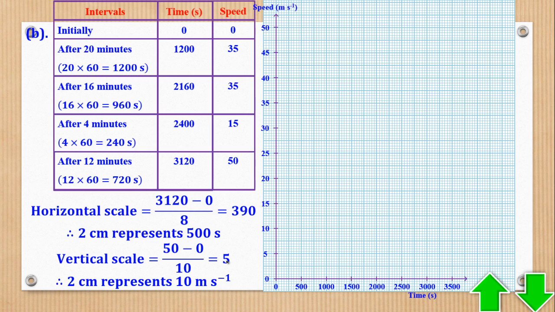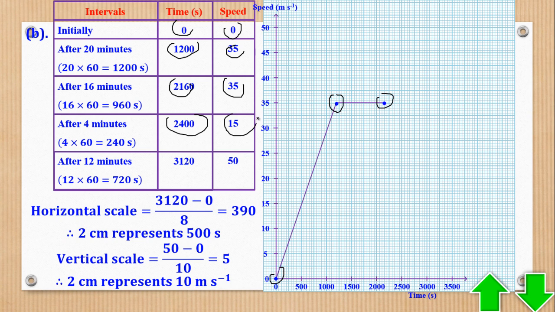And we start off. Starting, we are going to plot now 0 corresponds with 0, which is here. Then 200 corresponds with 35, which is here. Then when I join, I'll get that first journey. Then from there they said 2160 corresponds with 35. So it is here. Then I join.